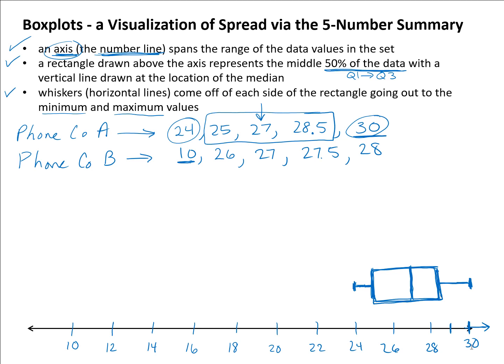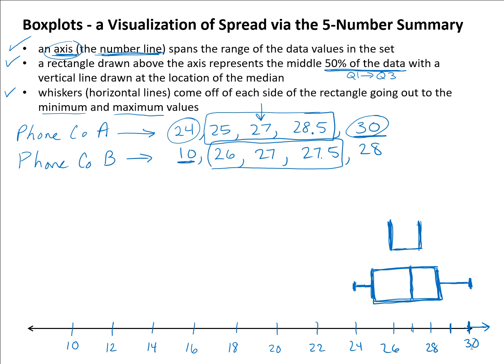Now to compare that with phone company B, I'm going to just draw phone company B's box plot right above there, and we'll be able to compare. So phone company B has a middle 50% that goes from 26 to 27.5. So 26 is right about here to 27.5. Now 27 is here, so 27.5 would be about here, halfway between 27 and 28.